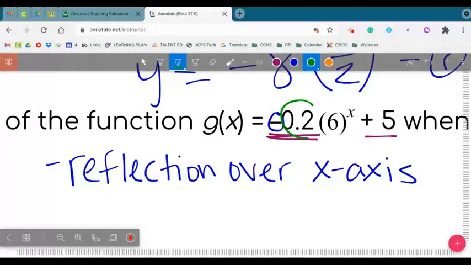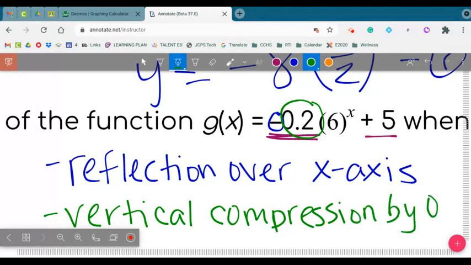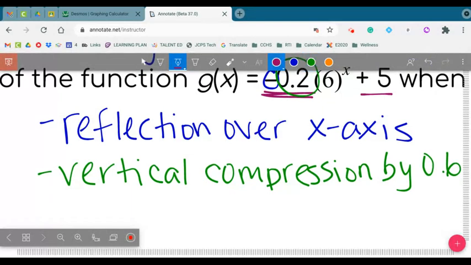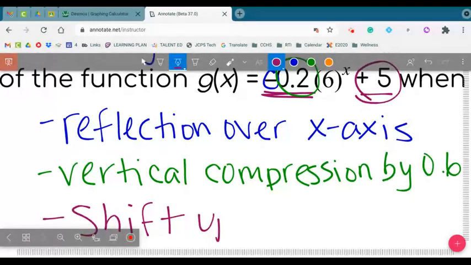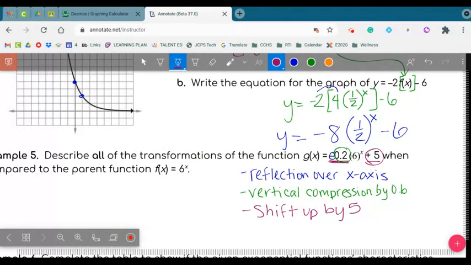Then we can see that our a value is less than 1. So that means it's going to be a vertical compression by 0.6. If it was bigger than 1, then it would be a vertical stretch. Then lastly, the plus 5 on the end means it's a shift up by 5. Okay, let me know if you guys have any questions on the transformations.